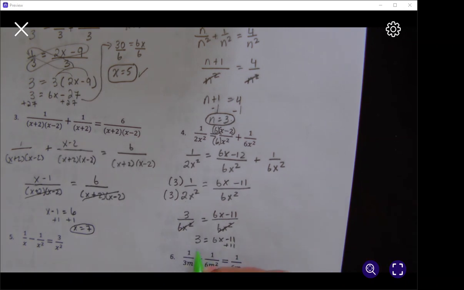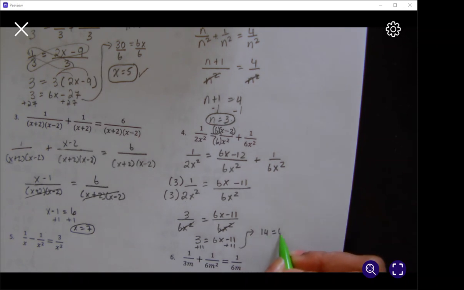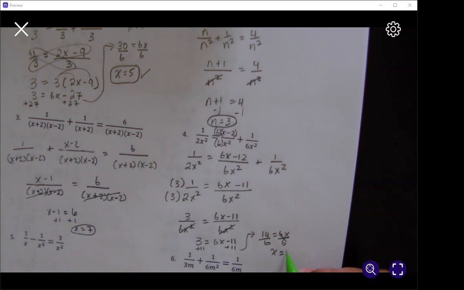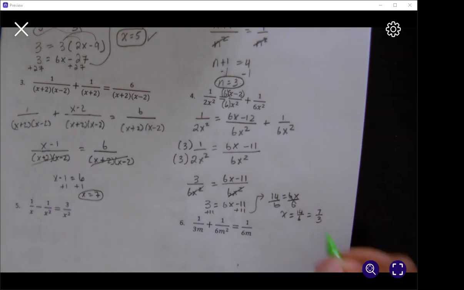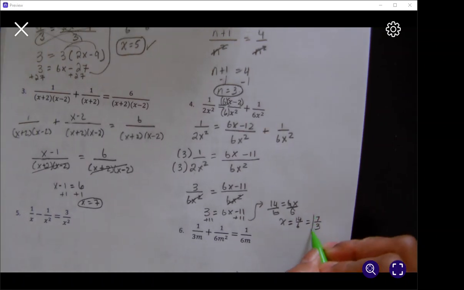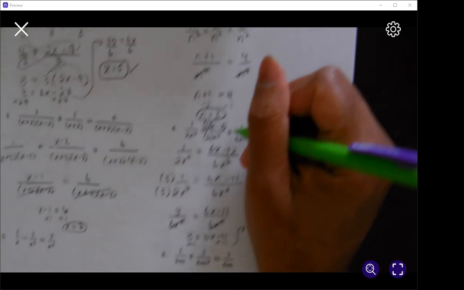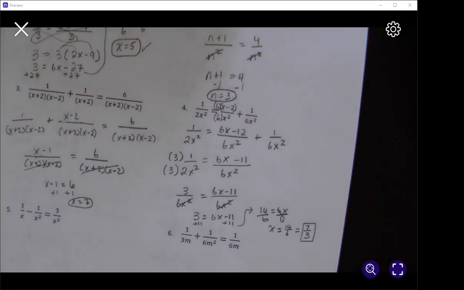That would be 14 equals 6x, divided by 6. So x equals 14 over 6, which is equal to 7 over 3, because 2 goes into 14 7 times and 2 goes into 6 3 times. Okay? Now before I say this is the answer, let me go ahead and plug it back in the original to check if it works.